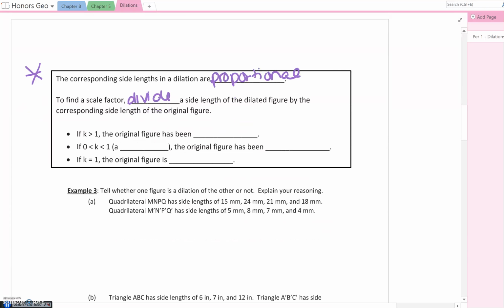If the scale factor is greater than 1, the original figure has been enlarged. If k is between 0 and 1, right? So if it's less than 1, it has been shrunk. And if k equals 1, it's literally the same exact figure. So the original figure is not changed.